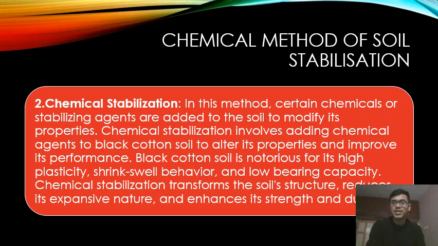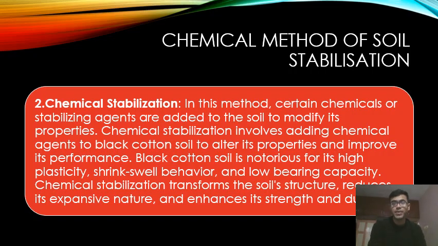Okay. So the next thing is the chemical stabilization process. We have already discussed how many types of stabilization process we are going to discuss in this presentation. So this is another way of stabilization process, the chemical stabilization process. In the mechanical stabilization process, we use physical properties like a roller or anything. In the chemical stabilization process, a chemical property as an external property is injected into the soil. In this method, certain chemicals or stabilizing agents are added to the soil to modify its properties. External material is introduced into the soil to change or modify the soil properties.